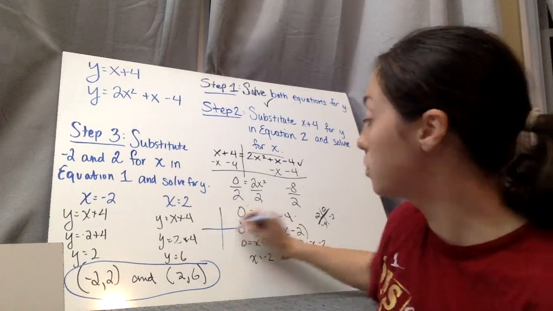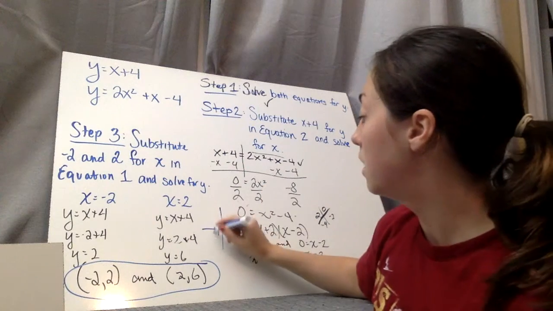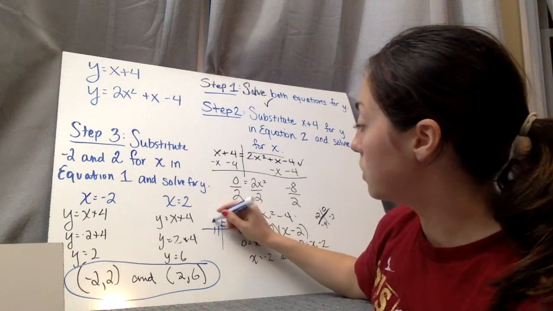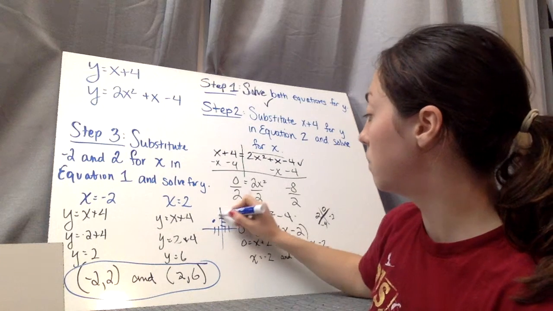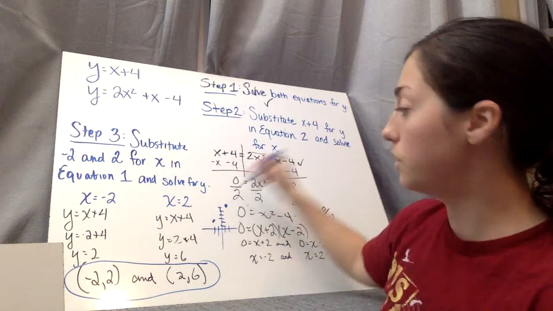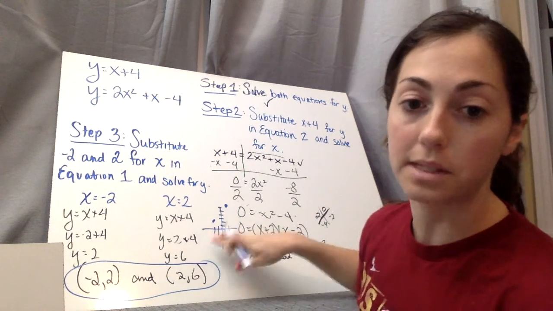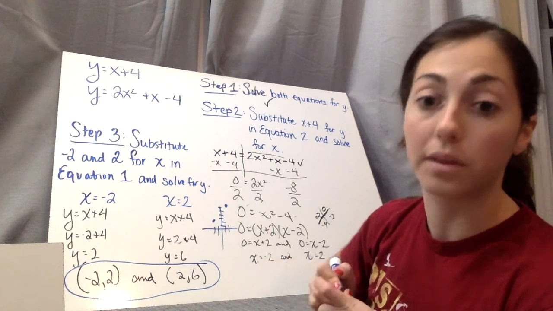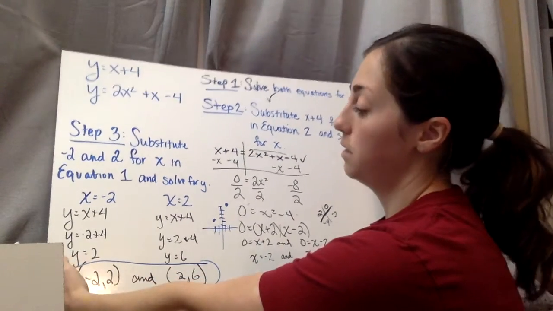So if you're picturing the parabola and the line where they would meet, here's the first point that they meet at, negative 2, 2, and positive 2, 6 right there. So wherever this line is and this parabola is, these are the two places that they both are at. Okay, one more of these boards, guys.